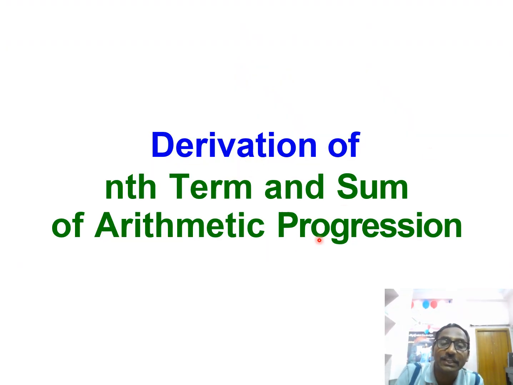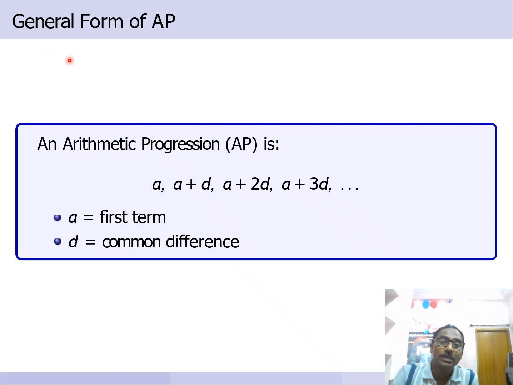Now derivation of nth term and sum of arithmetic progression, sum of the terms in the arithmetic progression. General form of an AP, an arithmetic progression: a, a plus d, a plus 2d, a plus 3d and so on. First term is a, second term is we have added d to the first term, a plus d. Next one, a plus d plus d means a plus 2d. A plus 2d plus d means a plus 3d.